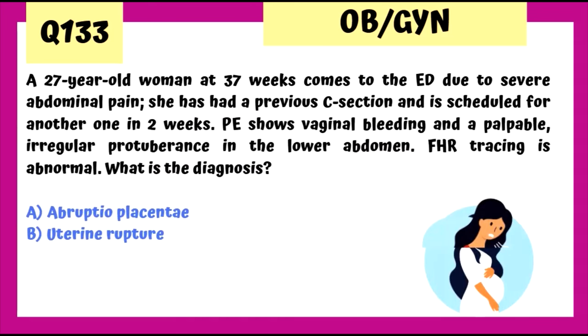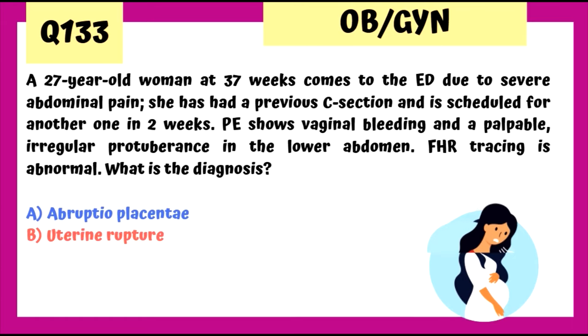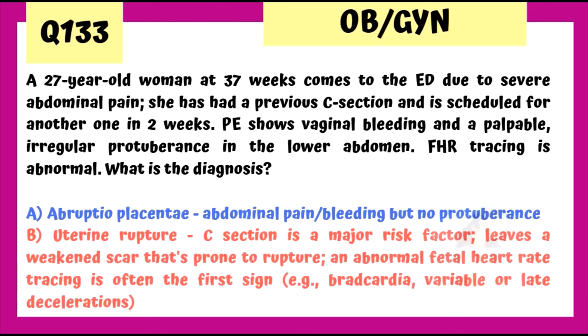Question 133, a 27-year-old woman at 37 weeks comes to the ED due to severe abdominal pain. She has had a previous C-section and is scheduled for another one in 2 weeks. PE shows vaginal bleeding and a palpable irregular protuberance in lower abdomen. Fetal heart tracing is abnormal. What's the next step? So she has severe abdominal pain and these parts are felt. This is uterine rupture. In abruptio placenta, we wouldn't feel the protuberances. We would see that in uterine rupture. And a C-section is a major risk factor. It leaves a weakened scar that's prone to rupture. And abnormal fetal heart rate tracing is often the first sign, such as bradycardia or variable or late decelerations.